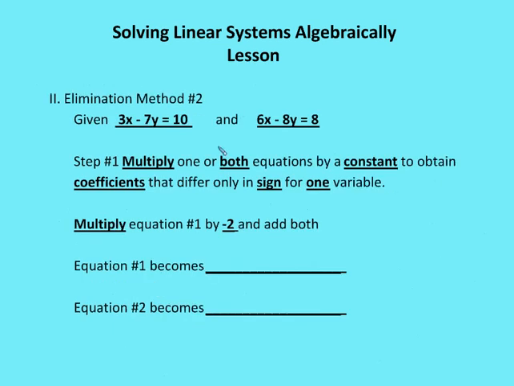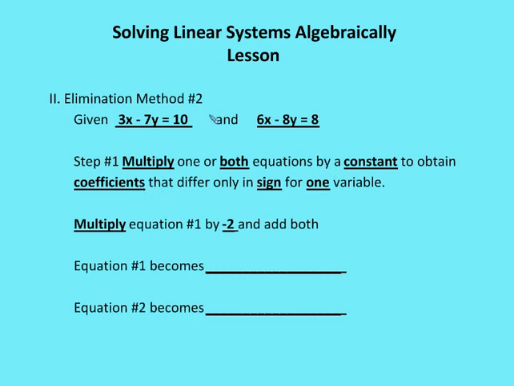The second method is elimination. In elimination, what we're trying to do is align the coefficients for one of the terms and then subtract or add those terms to eliminate that particular variable and then solve for the second variable. So what we're going to do is multiply one or both equations by a constant to obtain a coefficient that differs only in sign for one variable.